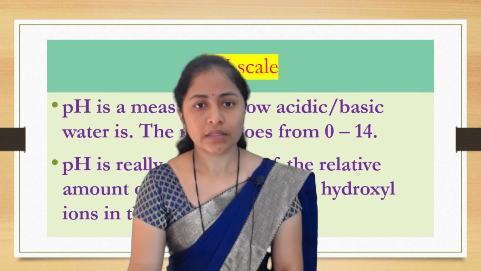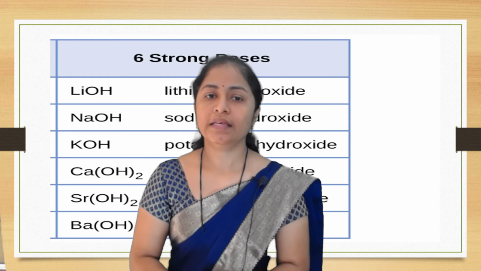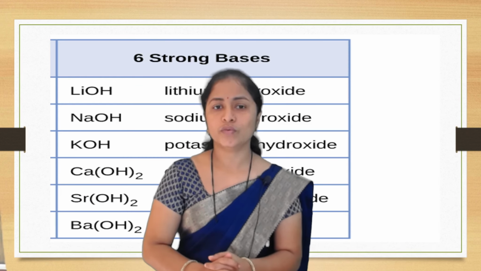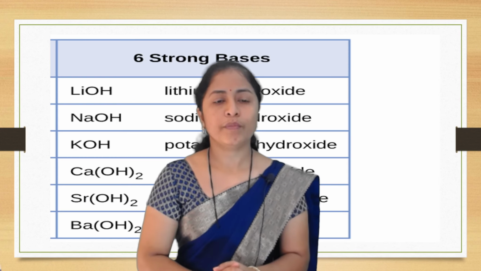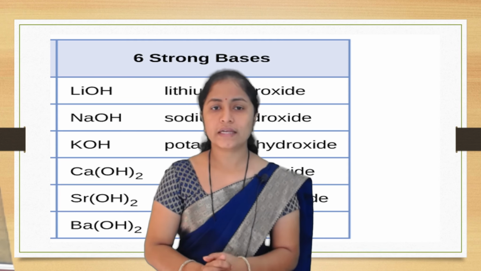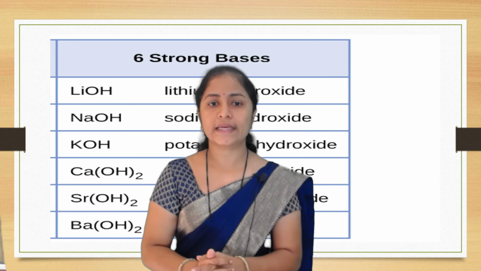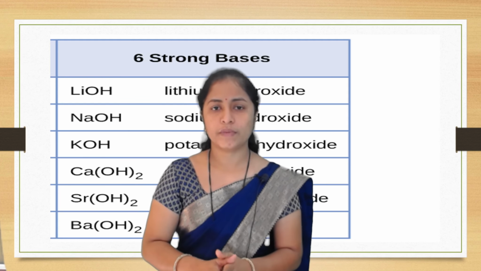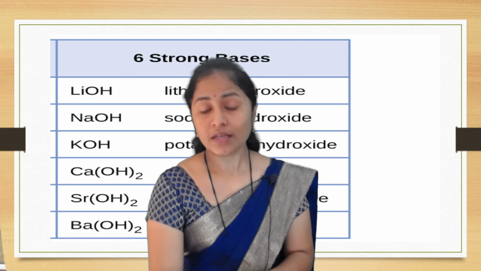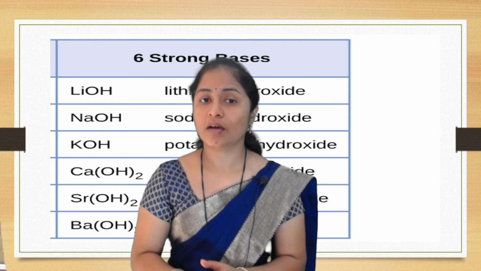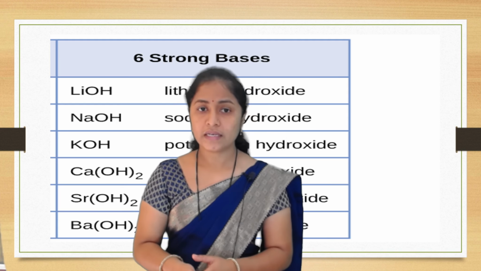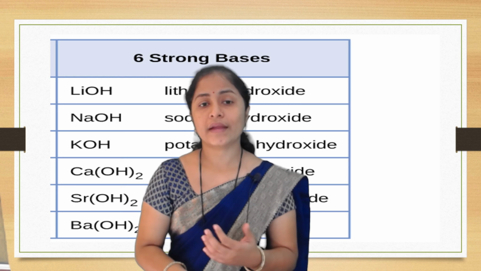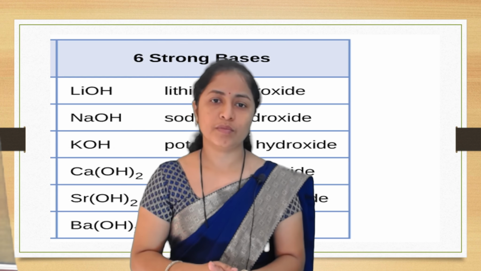Now go toward the list in which I am showing you the strong bases. Lithium hydroxide, sodium hydroxide, potassium hydroxide, calcium hydroxide, barium hydroxide, all these are examples of strong bases. And now, which are the weak bases? Weak bases are ammonia, copper hydroxide, aluminum hydroxide, magnesium hydroxide. These are the weak bases.